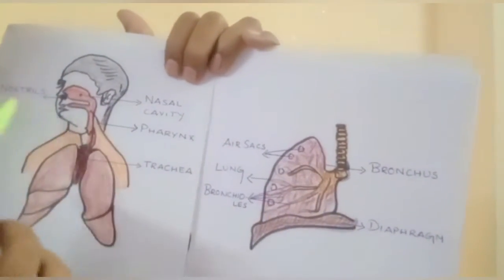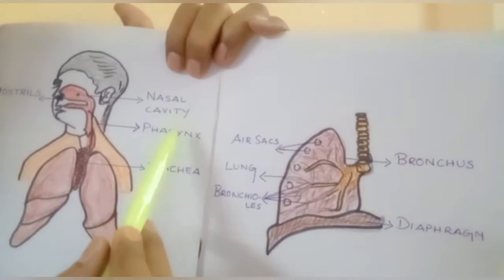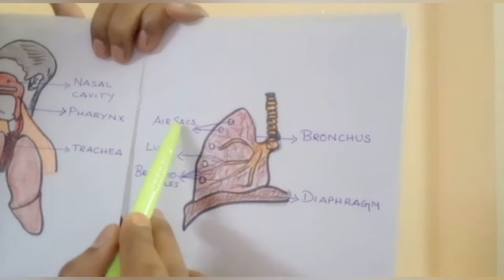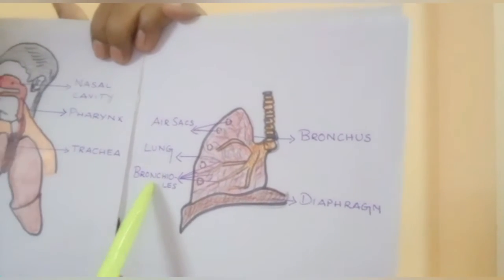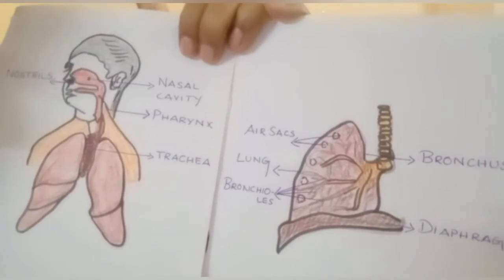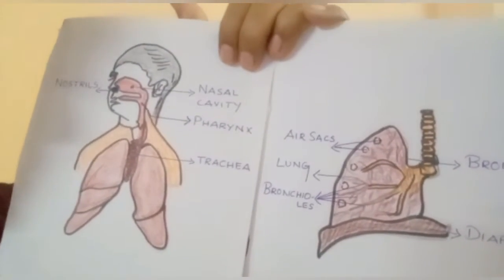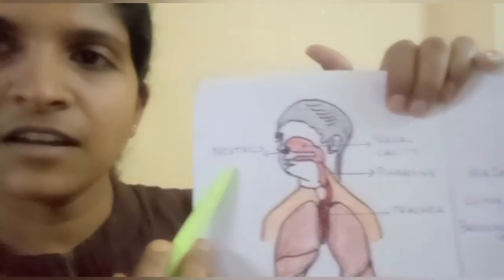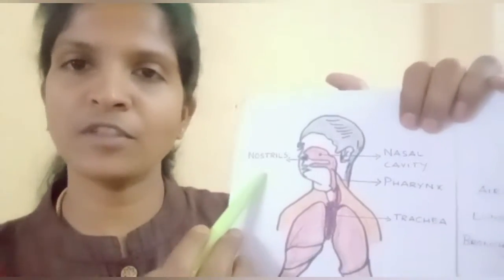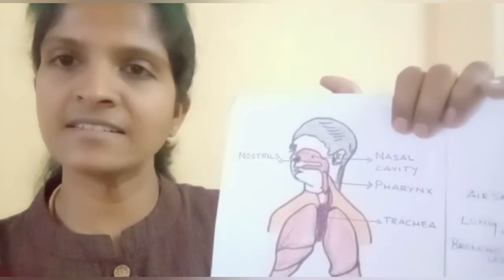Respiratory system in human beings. I will show you the picture of the human respiratory system. This is it: nostrils, nasal cavity, pharynx, trachea, bronchus, diaphragm, air sac, lung and bronchioles. These are the major parts of the human respiratory system. First, let's see about the nostrils. Nostrils are the apertures of the nose through which air can enter the nasal cavity.